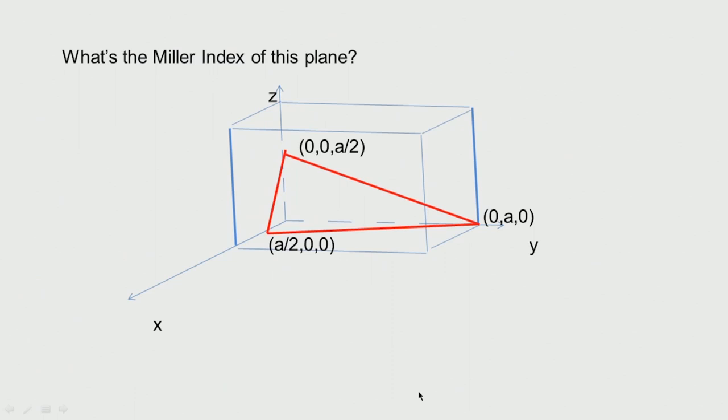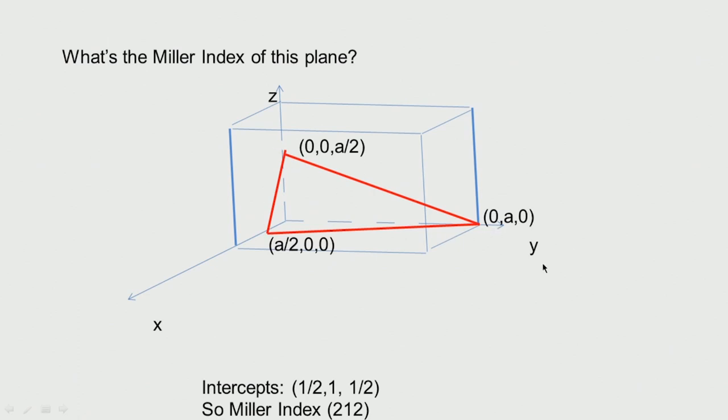Let us look at another plane. So, look at this plane. It is cutting the x axis at a by 2, it is cutting the y axis at a, and it is cutting the z axis at a by 2. So the half, 1, half. So when we take the reciprocal, it becomes 2, 1, 2. So the Miller index of this plane is 2, 1, 2.